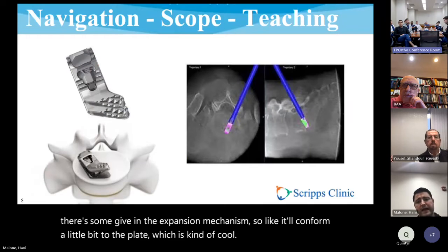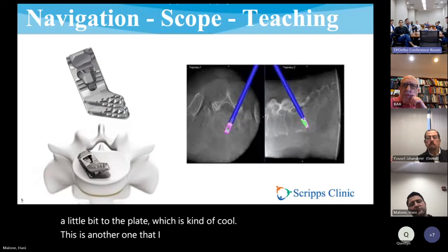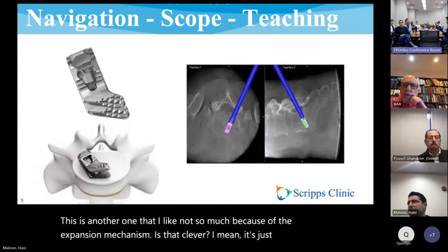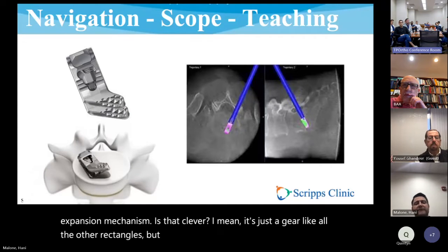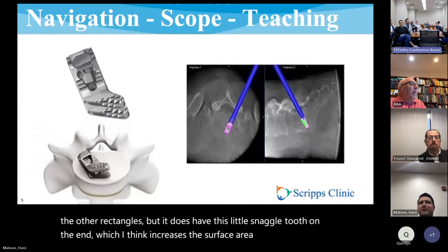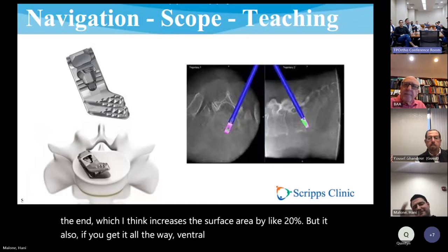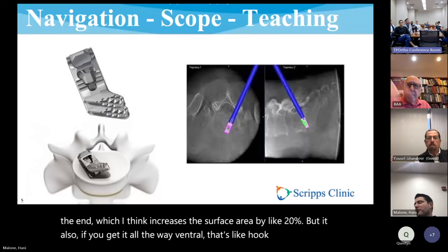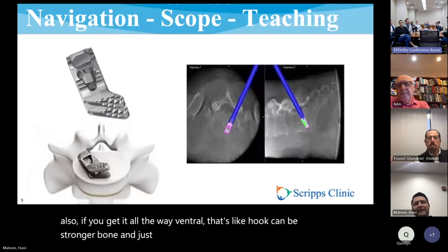This is another one that I like, not so much because the expansion mechanism is that clever. It's just a gear like all the other rectangles, but it has this little snaggletooth on the end, which I think increases the surface area by like 20%. Also, if you get it all the way ventral, that hook can be on stronger bone, and it just seems to subside less.